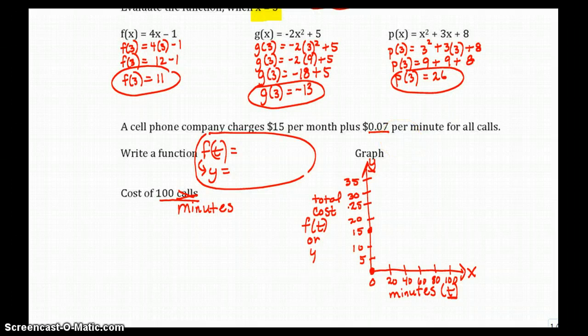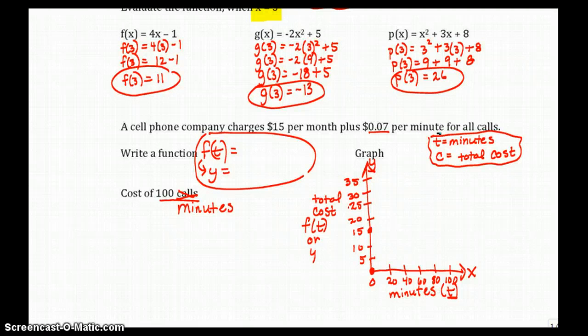We are going to have T equaling minutes and C is going to equal total cost. You always should write down and define your variables so people know what you're talking about.